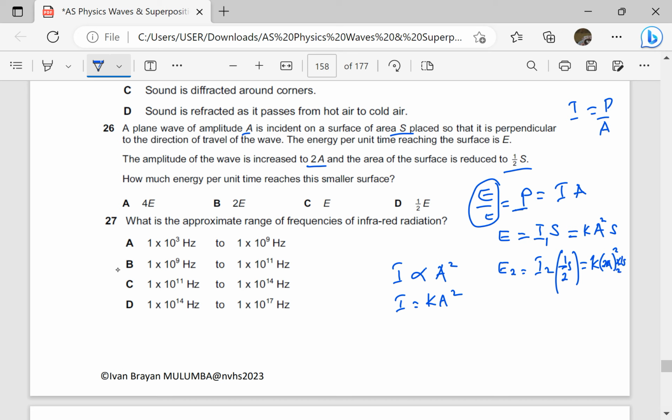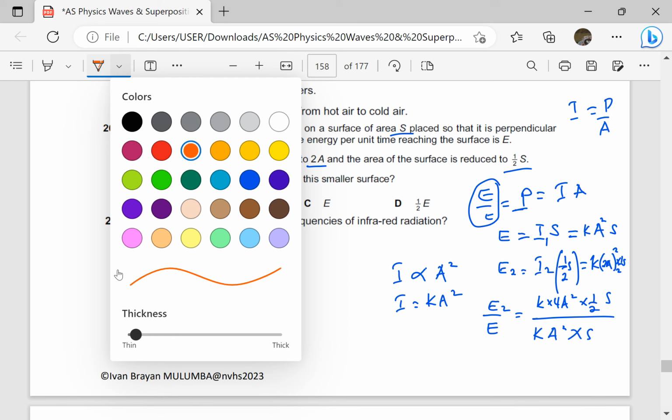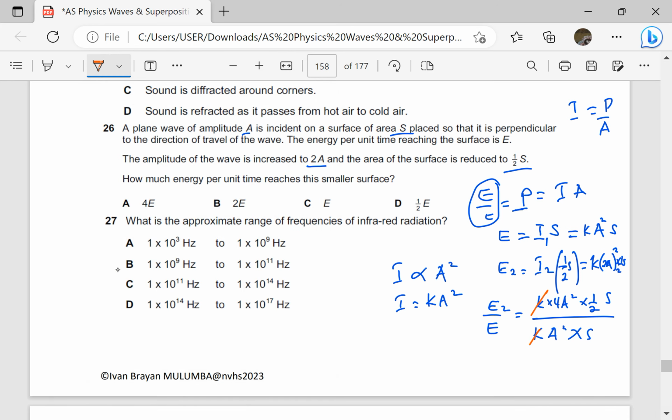So let's combine these two equations by just dividing. I have E2 divided by E is equal to K times 4A squared, opening the bracket there, times a half S divided by K times A squared times S. So I'll cross out some of these things. K cancels, A squared cancels, S cancels. And I have 4 times a half, which is 2. So I have that E2 is equal to twice E, making our answer to be B.